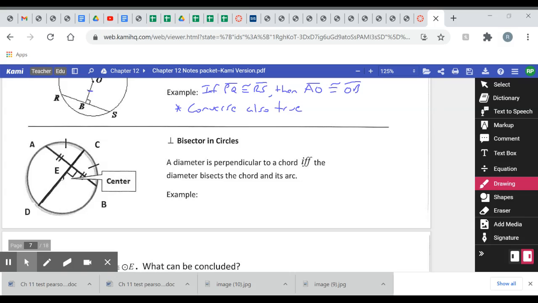So in this case, it's saying that a diameter, which in this case would be CD, if it goes to the center of the circle E, a diameter is perpendicular, meaning it forms a right angle, to a chord if and only if the diameter, which is CD, bisects the chord and the arc, or cuts the chord in half, which you can see by these two congruent marks, and cuts the arc in half, which shows these two pieces congruent.